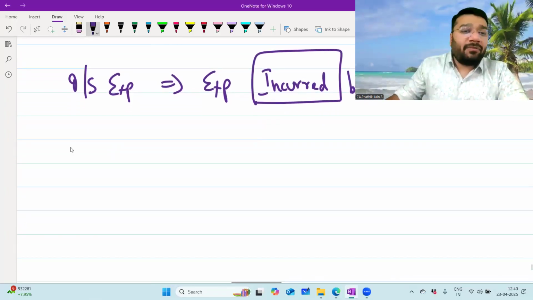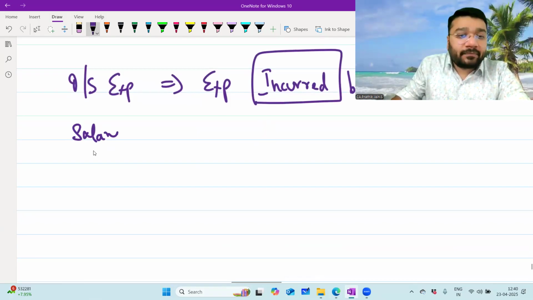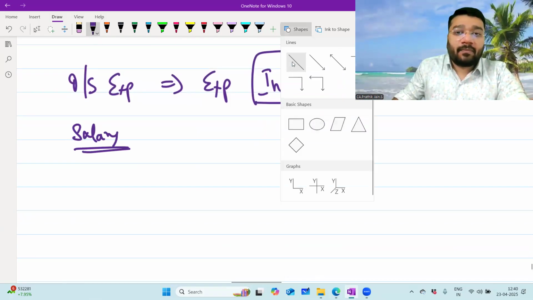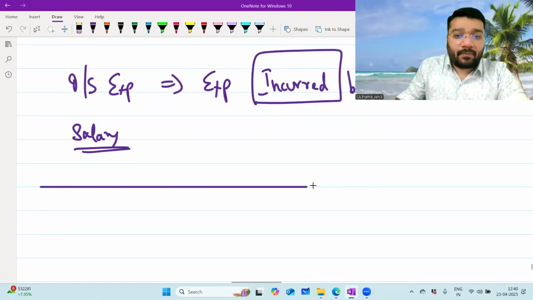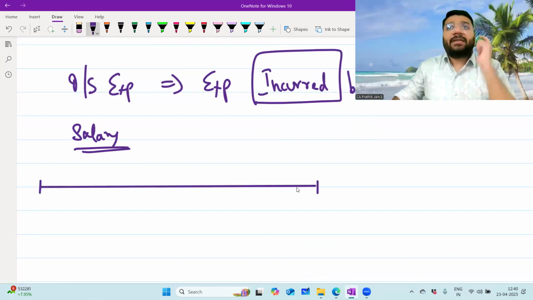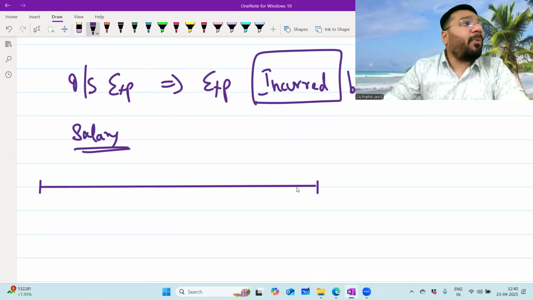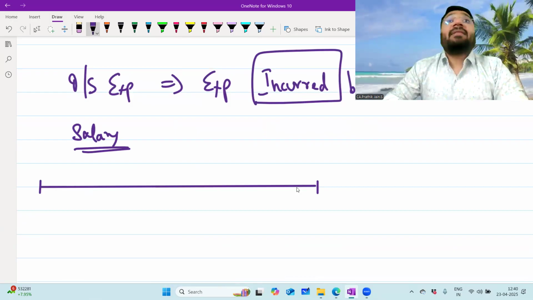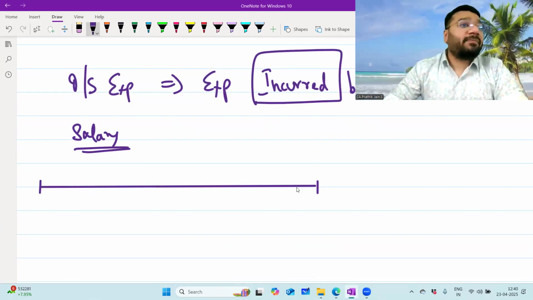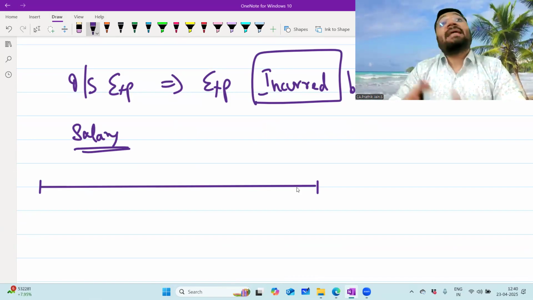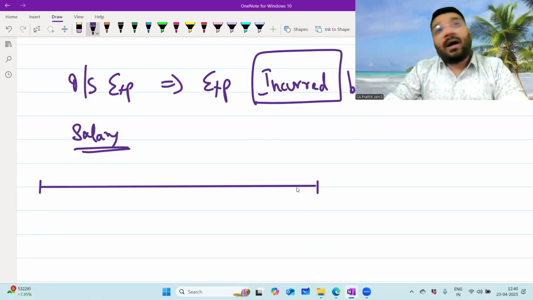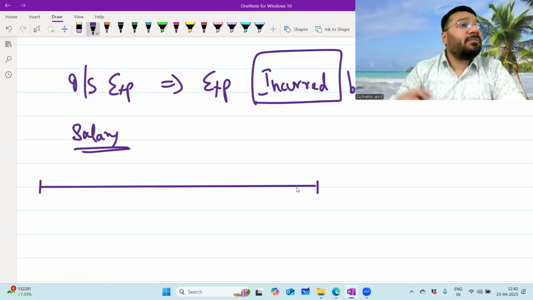Let me take an example of salary. Most of the companies, if you appoint an employee, by the month end, 30 or 31, they don't pay the money. They will take an additional 4, 5 days or 2, 3 days. Then only they make the payment next month. Other companies have the habit of making the payment immediately.